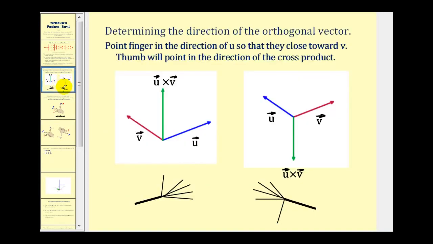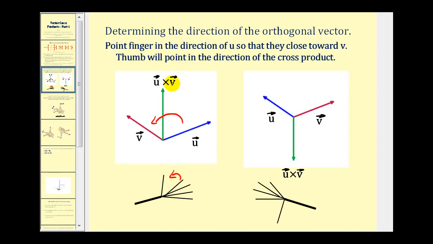Okay, so let's talk about how we determine what direction the cross product vector will go. This is called the right hand rule. What we're going to do is take our right hand and point our fingers in the direction of vector u, so that when we close our hand or bend our fingers, they bend toward vector v. So for example, in this diagram here, if we point our fingers in the direction of the u vector with our thumb pointing up, if we bend our fingers, they will bend toward vector v. Our thumb points up, so the orthogonal vector will also point up.